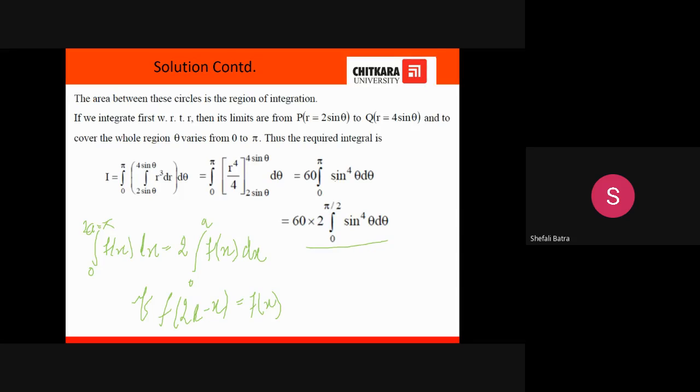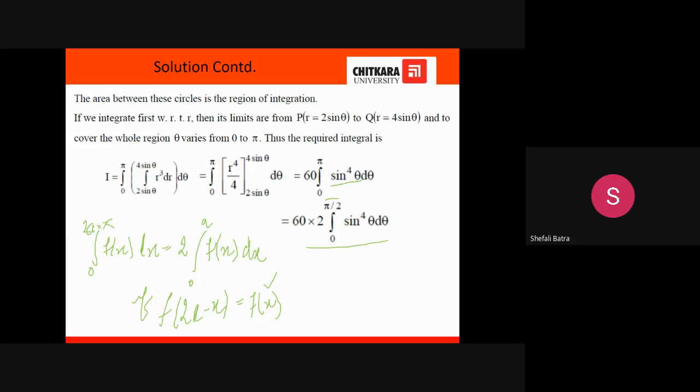So you need to check. This is your sine function. Sine of pi minus theta is sine theta. This condition is satisfied, so that is why I am taking twice of this. 0 to a means half of this, so you'll be writing pi by 2 here: 0 to pi by 2 sine to the power 4 theta d theta.